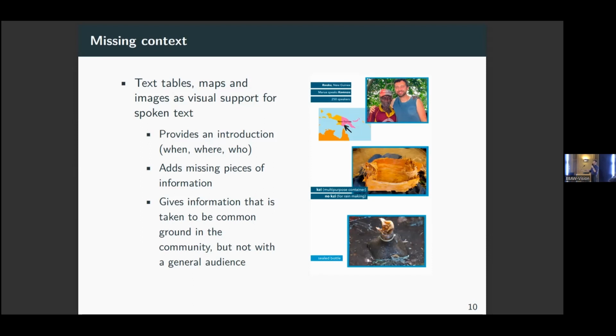It also adds missing pieces of information. So in this recording about the rainmaking ritual, Marua tells us about a particular kind of container that is used for this, but he doesn't show the container because he's just sitting there. So then we show a container and a picture and we have some text explaining what it is.